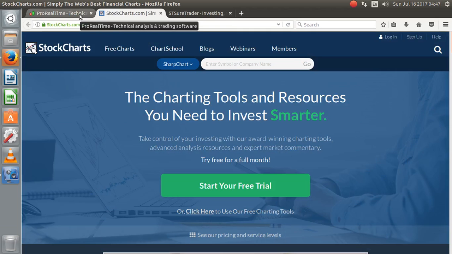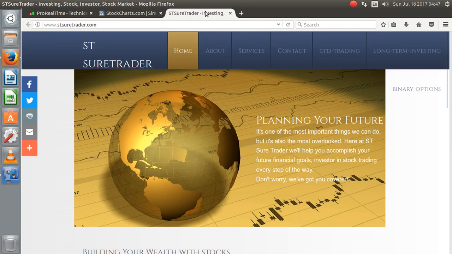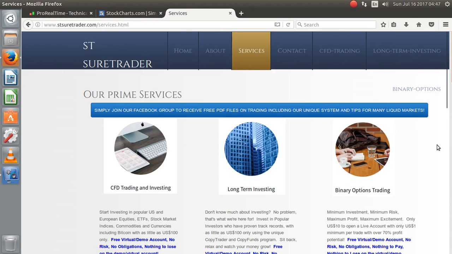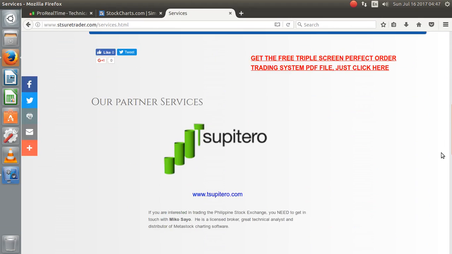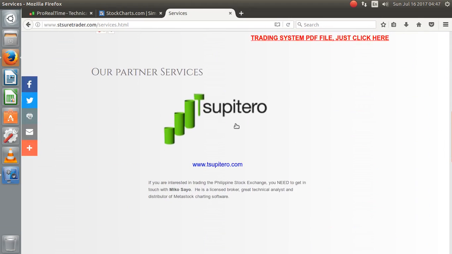Now, a lot of the members here in the group are here in the Philippines, and you might be asking, okay, what if I want to trade in Philippine Stock Exchange? Okay, for Philippine Stock Exchange, you're going to need the MetaStock software. Go over to my website here, ST Shirt Trader. Click on Services and scroll down. There you go, Our Partner Services. You would see the link to chupitero.com.